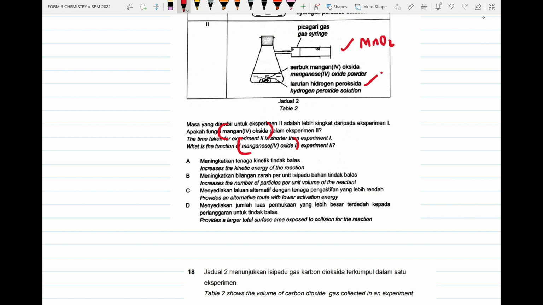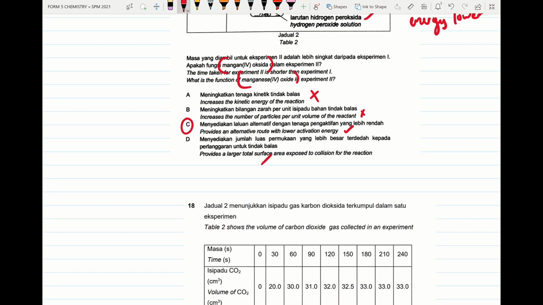First option: increase the kinetic energy, wrong. Increase the number of particles per unit volume, this is concentration, wrong. Provide an alternative route with lower activation energy: when a catalyst is present, the Ea, the activation energy, will be lowered. Please remember this, so the answer will be C. The larger total surface area would be the size of the reactant.